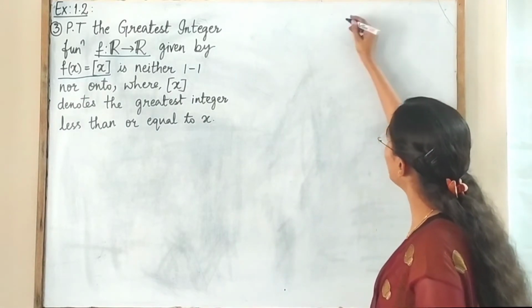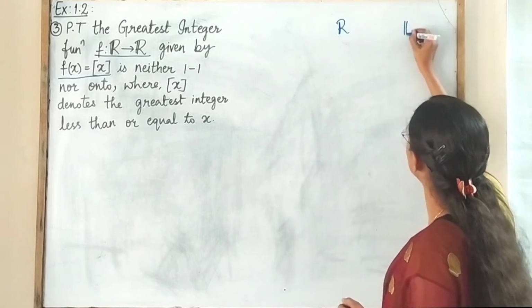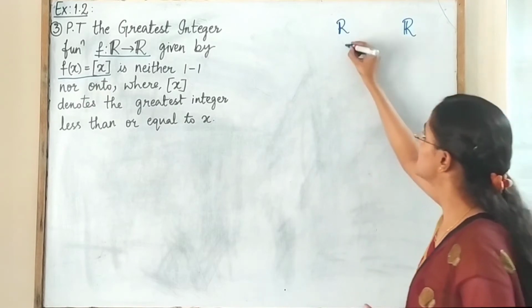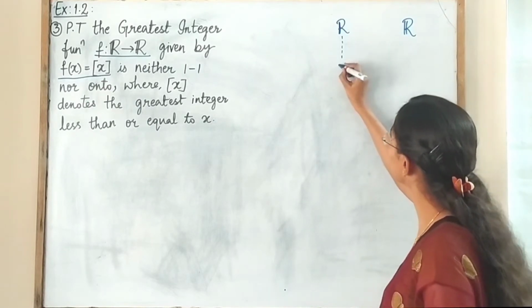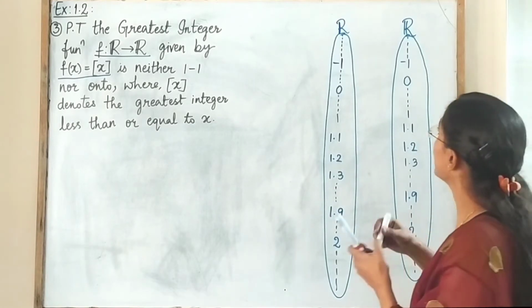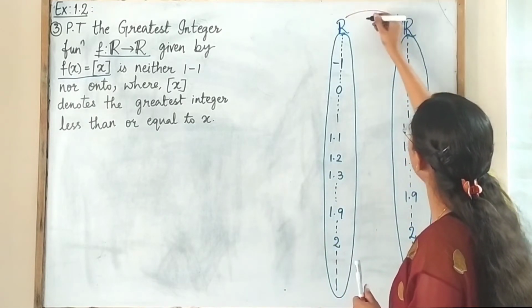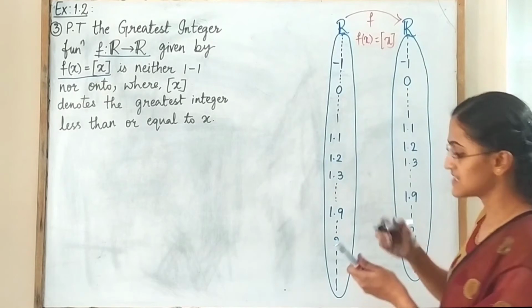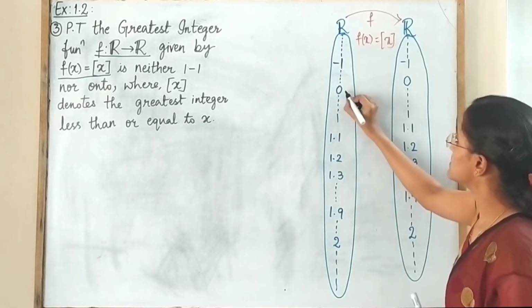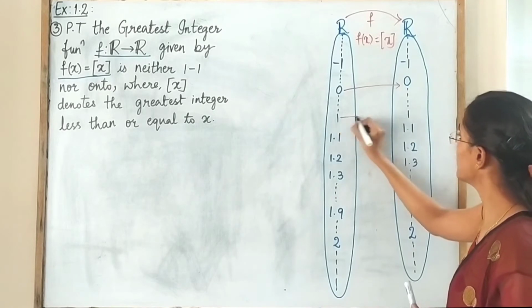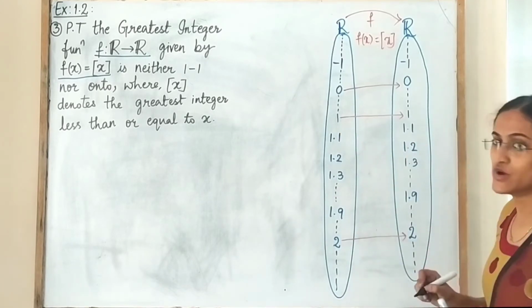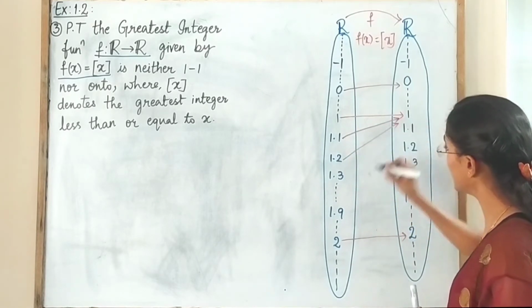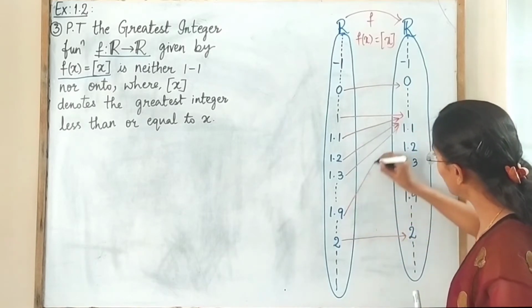Let us have a random arrow diagram. If I am taking the real number sets, I cannot absolutely write the entire real number set. In precise, I'll just write the numbers which I need. Now the function f is defined from R to R as f of x is equal to the greatest integer function of x. As per the definition, 0 will be mapped to 0, 1 will be mapped to 1, 2 will be mapped to 2. How about the decimals? 1.1 will be again mapped to 1, 1.2 to 1, 1.3 to again 1, 1.9 also to 1.